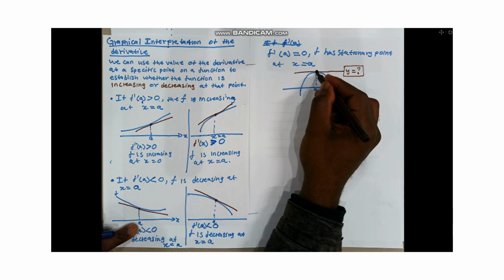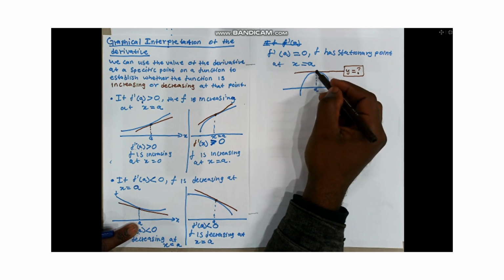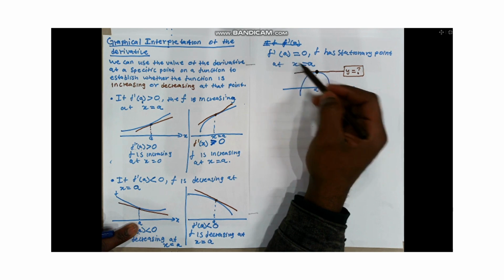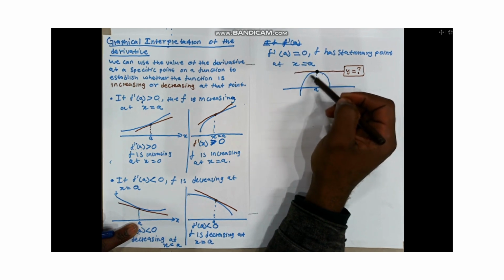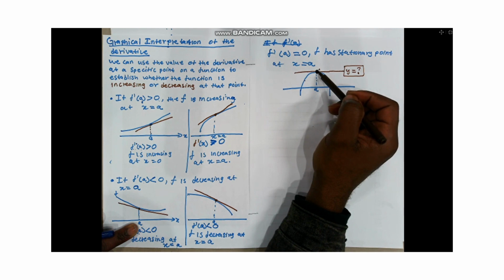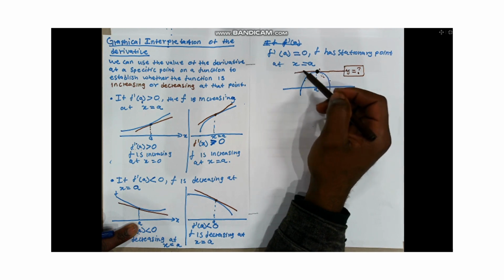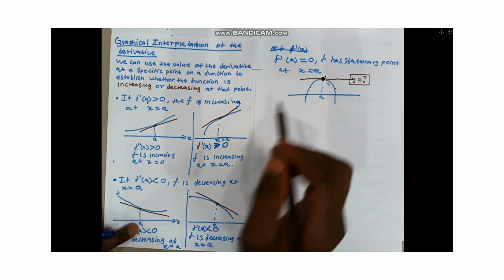We also call this point a turning point, where our graph is turning. It's very important that you understand that the gradient at this point is equal to 0, where our graph is turning, where a point is stationary. It's not here, it's not here, but it's here, where our tangent is horizontal. Very important.